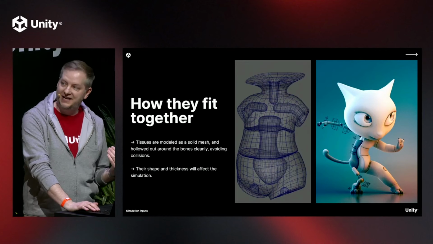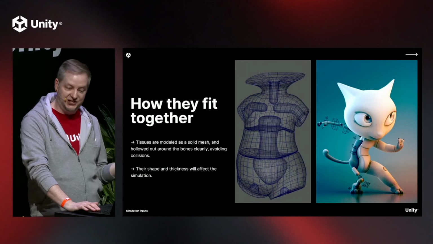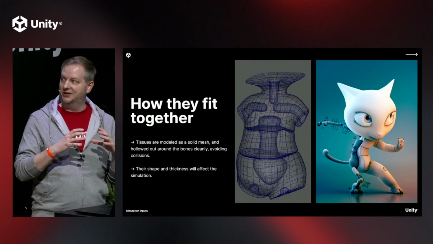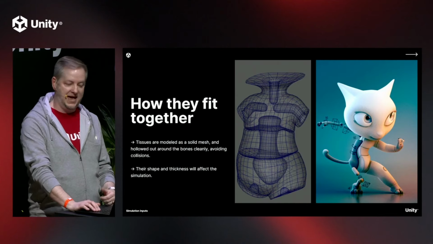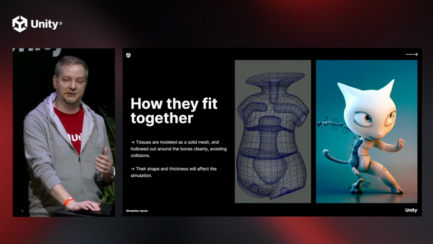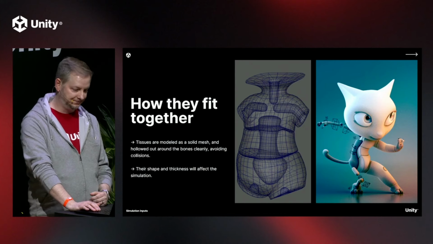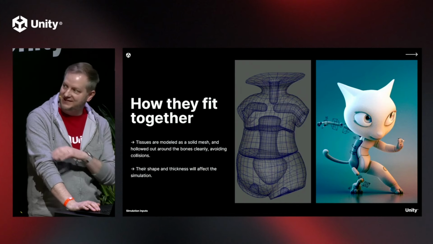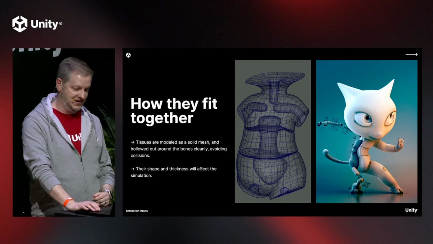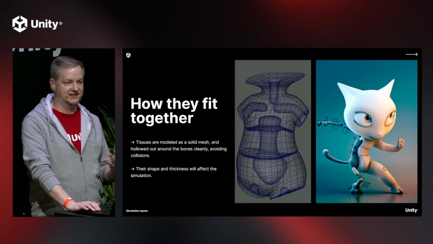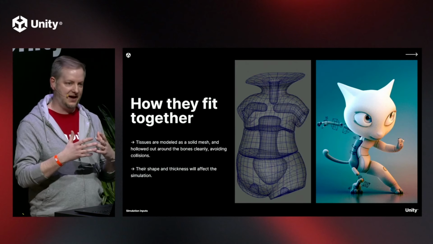So if we look inside, we can see that the tissue objects are kind of modeled to be hollowed out and fit around the bones. And it's important that we do that really cleanly, and we want to avoid collisions. And if we chop it in half here, we can see how they're assembled on the right. And a common question that we get is how thick should the tissues be and how thick should the bones be?